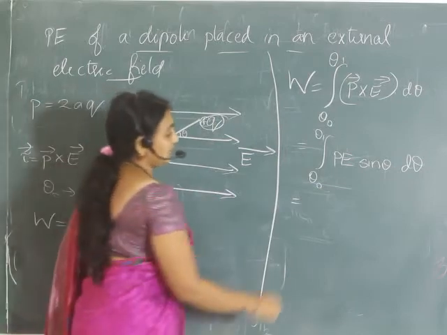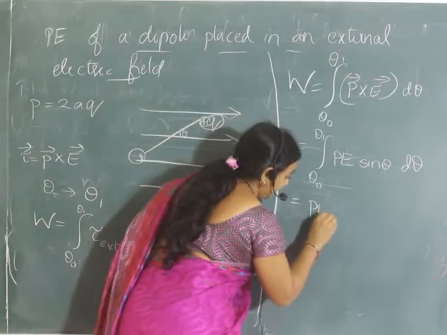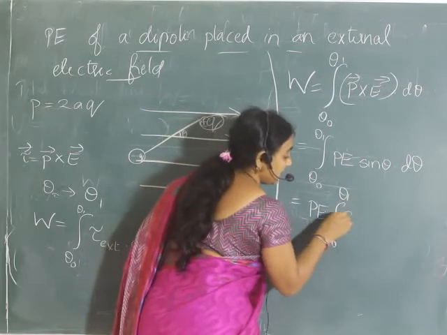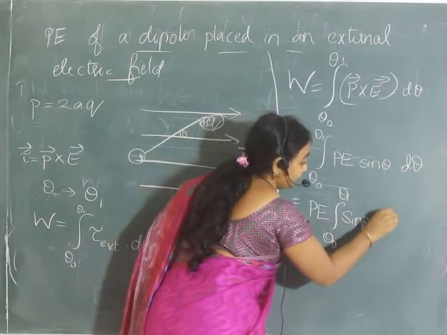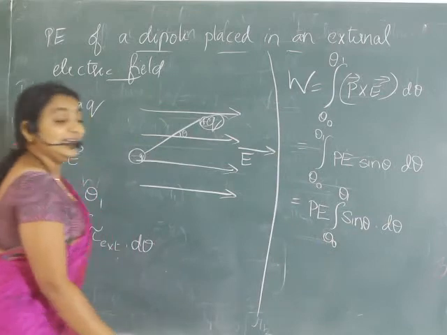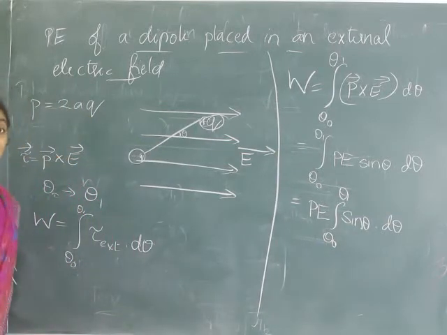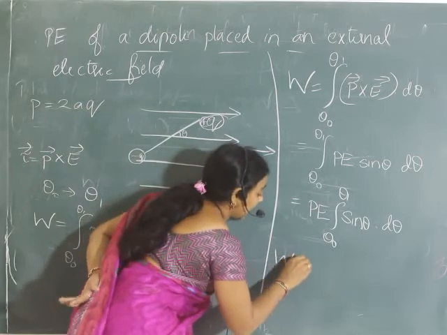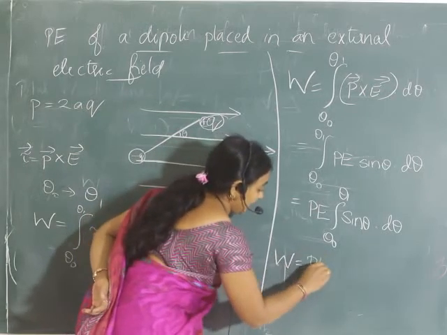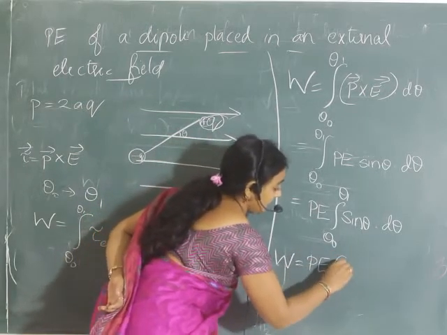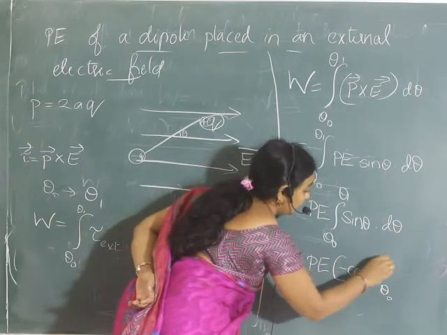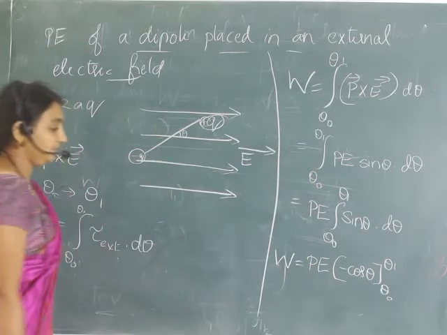PE is constant, take it outside. PE integration from theta naught to theta 1 sin theta into d theta. Integration of sin theta is minus cos theta. So I can write work done is equal to PE minus cos theta from theta naught to theta 1.